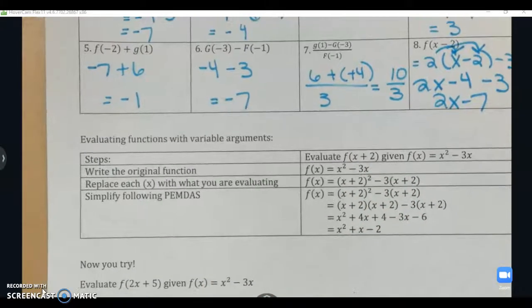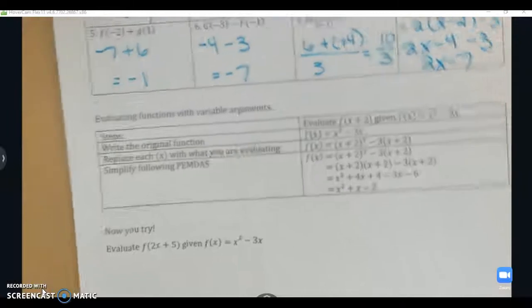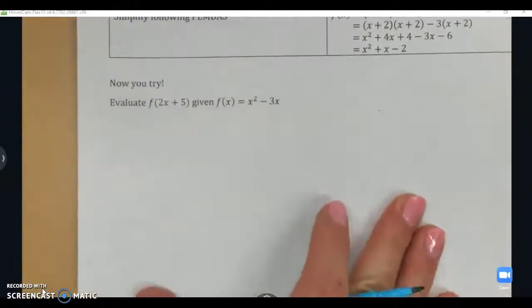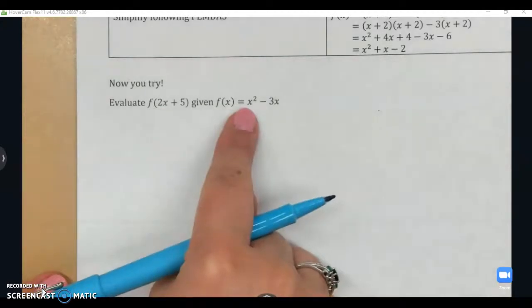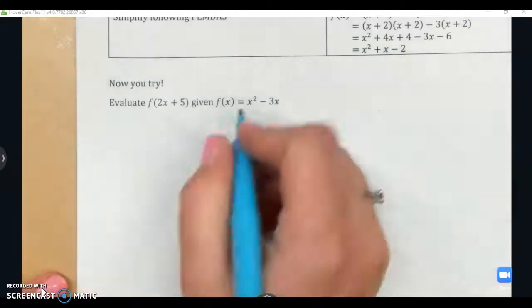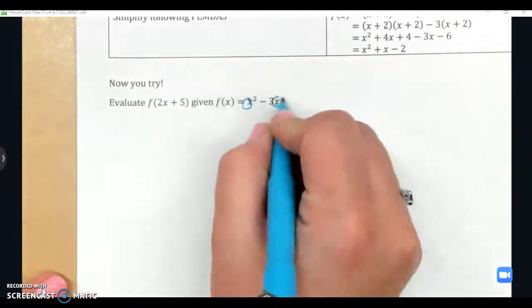So that's a worked example. I want you to try this one by yourself. So pause the video, try it by yourself, and then come back so we can work it together. So I'm plugging in 2x plus 5 to x squared minus 3x everywhere that I have an x, which is in 2 locations.